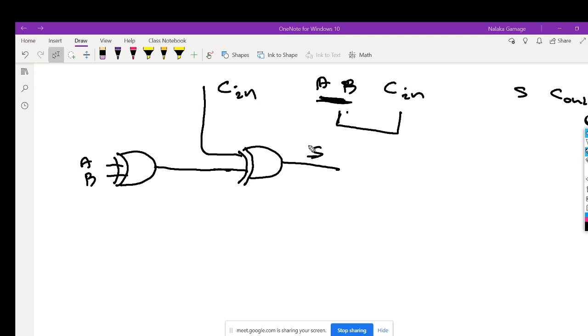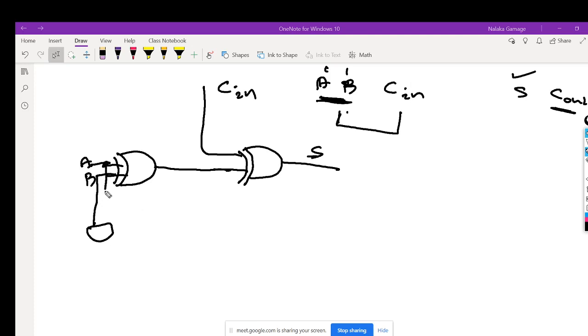Now we are done with the sum, how to get the Cout. Now we know that the AND gate gives us the carry out, because only when both are one there is a carry out. So therefore we need an AND gate. So here we had an AND gate previously.